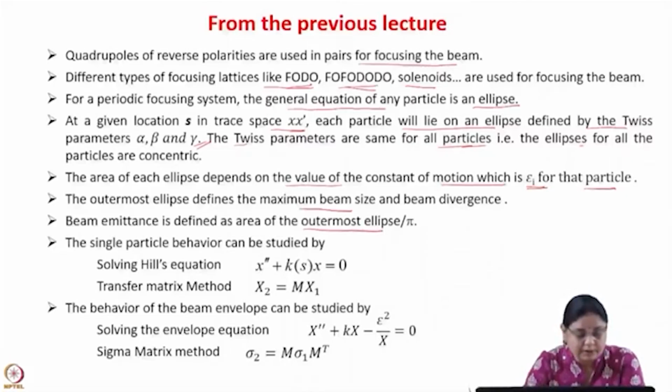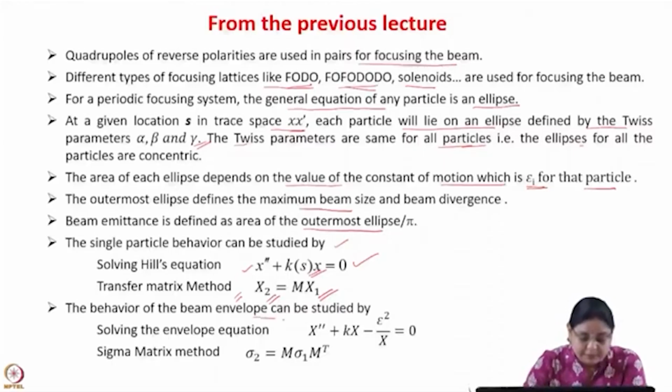We also saw that the single particle behavior can be studied by solving the Hill's equation, which is a single particle equation. So it includes the force due to the quadrupole magnet, or whatever element is there. We can also study the single particle behavior by the transfer matrix method. So if we know the transfer matrix of the element and we know the initial coordinates of the particle before the element, then we can find out the final coordinates of the particle at the end of that element.